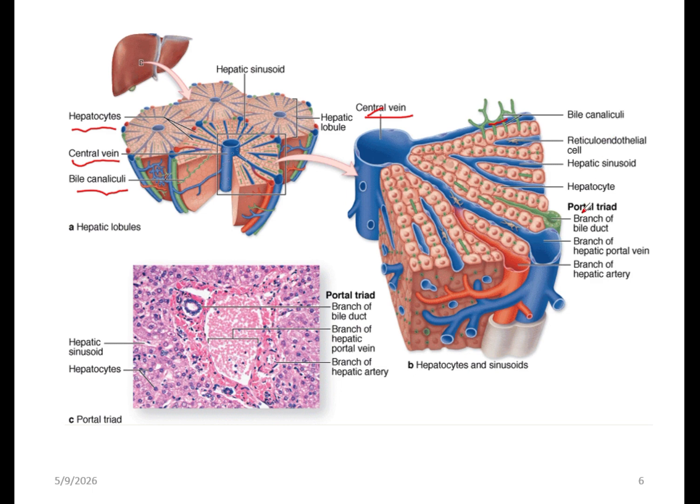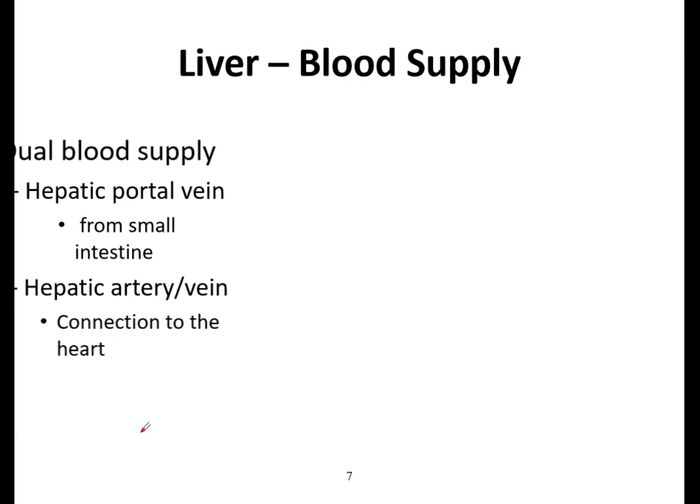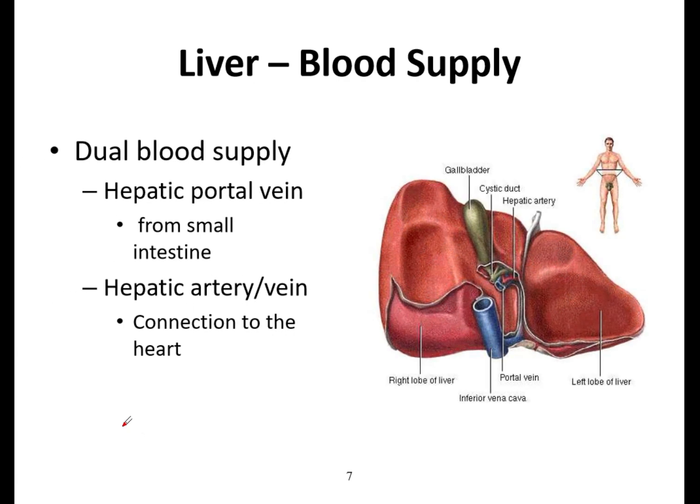This is the portal triad, with the hepatocytes and sinusoids. This is a part of the liver. Now, the liver blood supply. It is a dual blood supply: one is the hepatic portal vein from the small intestine, and the second is the hepatic artery, a connection from the heart. That's why it is called the dual blood supply. So this is all about the liver.